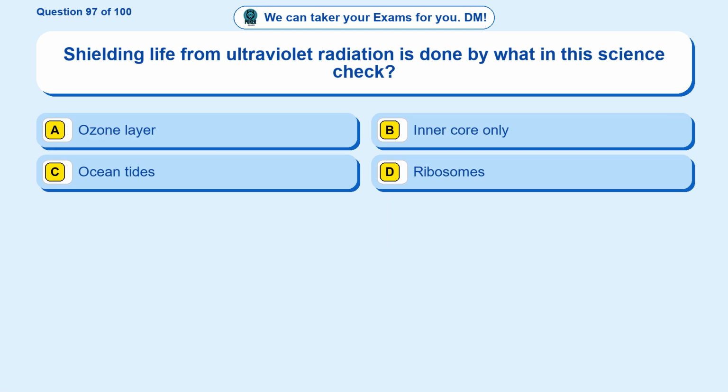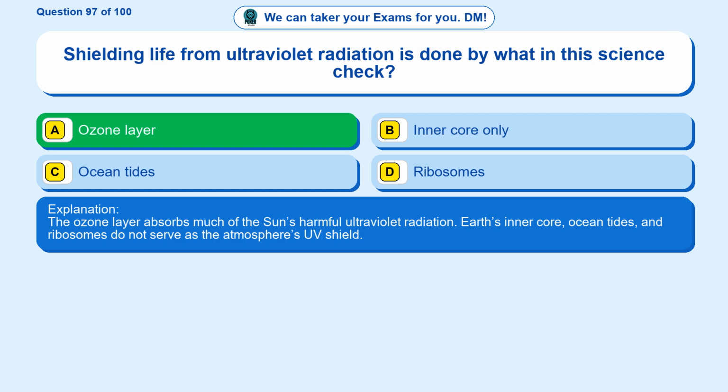Question 97. Shielding life from ultraviolet radiation is done by what in the science check? Option A, ozone layer. Option B, inner core only. Option C, ocean tides. Option D, ribosomes. The correct answer is option A. Ozone layer. The ozone layer absorbs much of the sun's harmful ultraviolet radiation. Earth's inner core, ocean tides, and ribosomes do not serve as the atmosphere's UV shield.